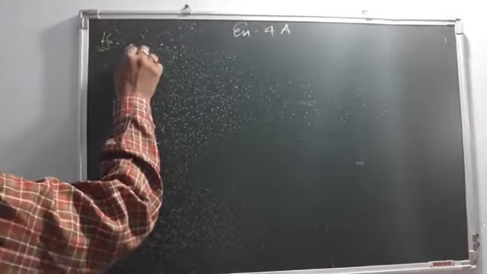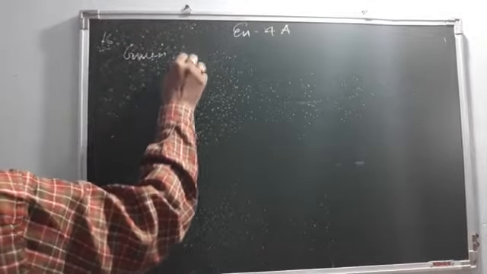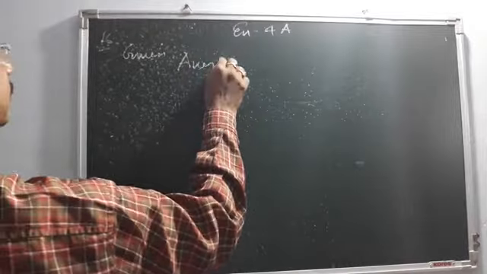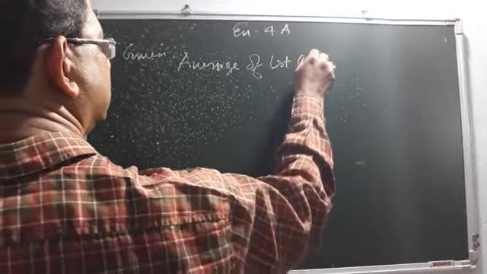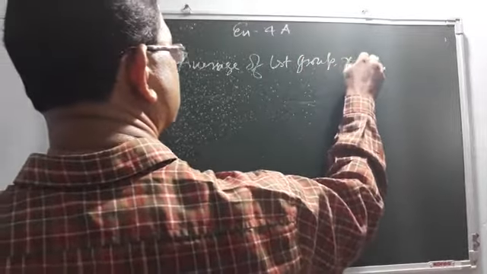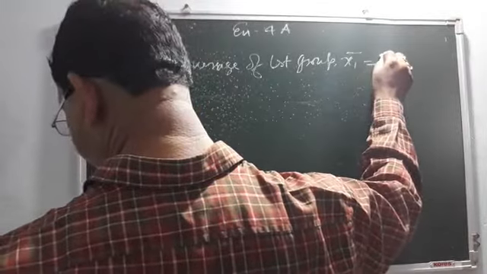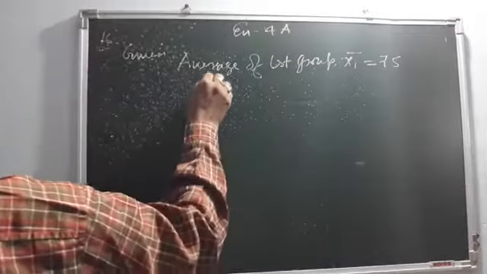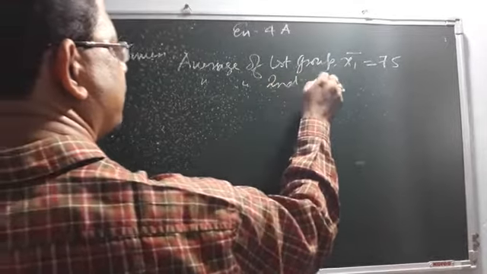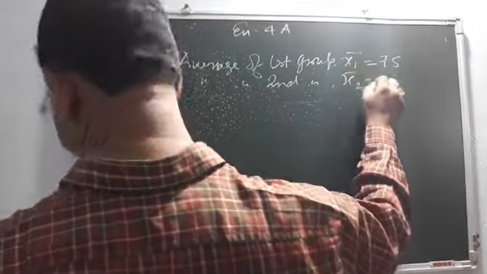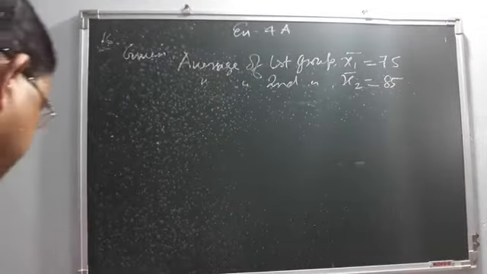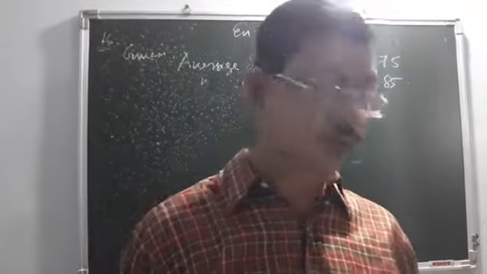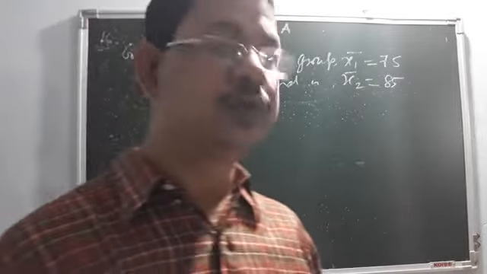So given: the average of the first group, suppose it is x1 bar, is given as 75, and the average of the second group, x2 bar, is given as 85. If the average marks of all the students is 80, now students, the ratio of students is what we have to find.